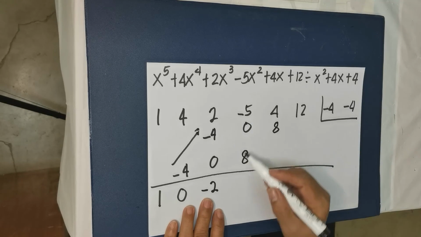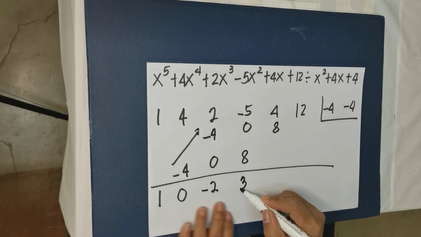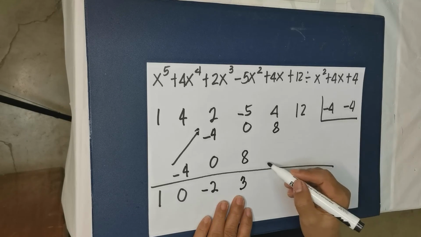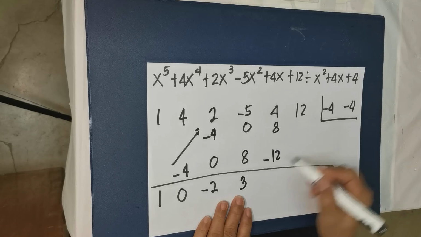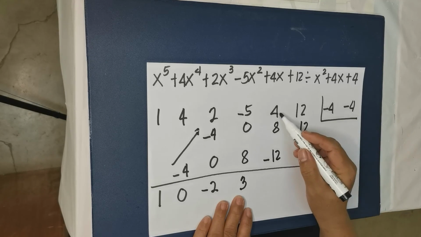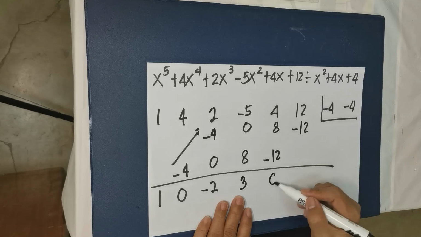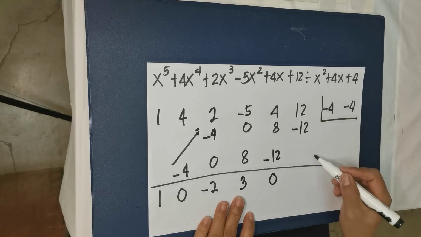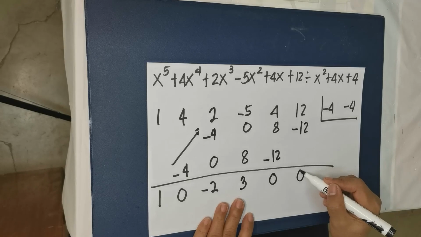So negative 5 plus 8 would be positive 3. 3 times negative 4 is negative 12. And 3 times negative 4 is negative 12. So 4 plus 8 plus negative 12 will give you a sum of 0. And 12 minus 12 is also equal to 0.